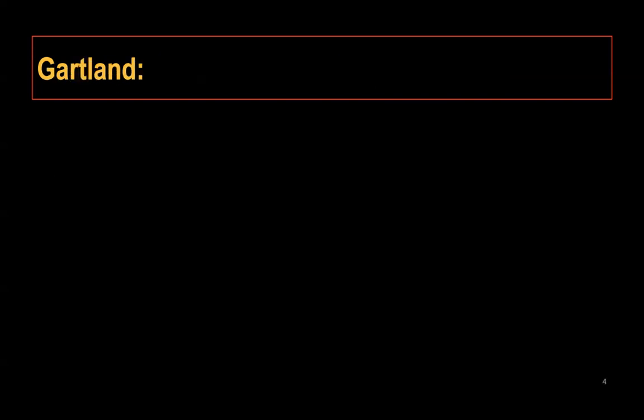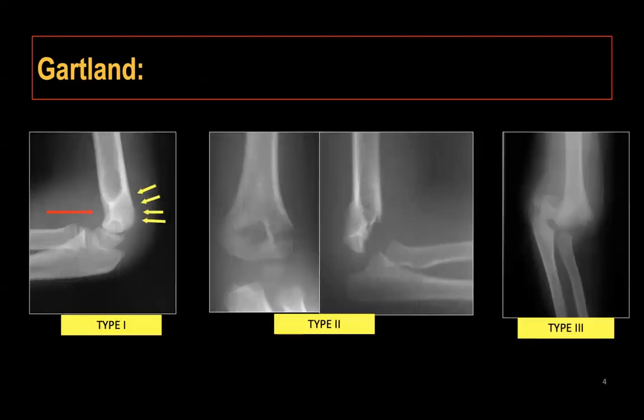We are all well versed with the Gartland classification of supracondylar humerus fractures. So type 1 fractures are undisplaced fractures. Type 2 fractures are greenstick fractures where the anterior cortex is fractured, however the posterior cortex is preserved. And type 3 are completely displaced fractures.